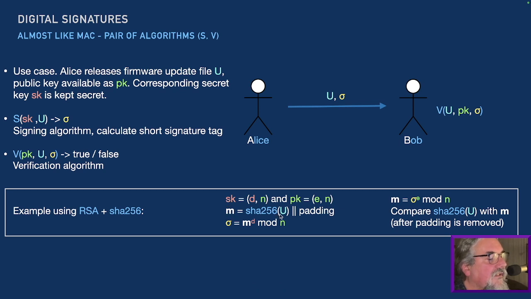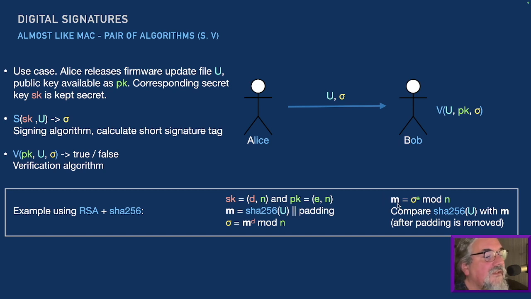You can take a hash value of the firmware file and add some padding. There are technical reasons for why you should add some padding, that is to stop certain attacks. And then you get this M value, and you calculate the digital signature as M to the power of the decryption exponent D mod N. So it's like inverse RSA.